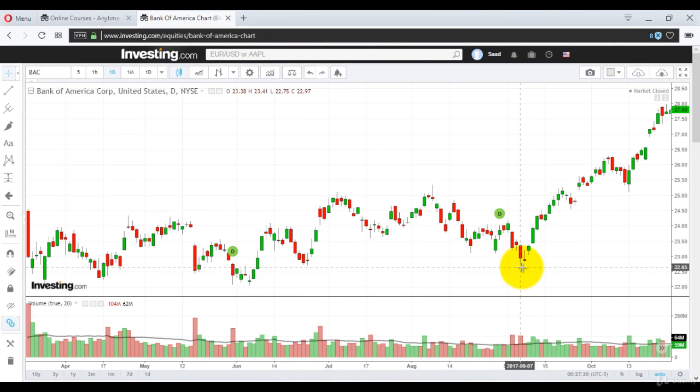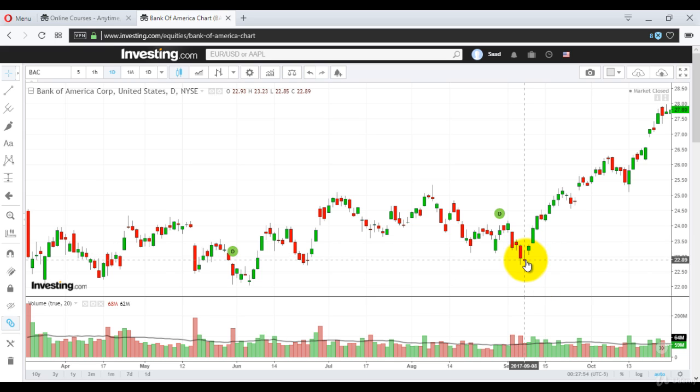Doji star bearish. Now what really happens is the first candle is a red candle. So it opens at 23.38 and closes at 22.97. So it's a red candle. It could be a big red candle or a small red candle. That doesn't matter, but in a bearish stance, it should be a red candle.